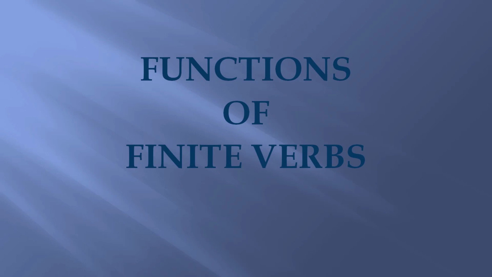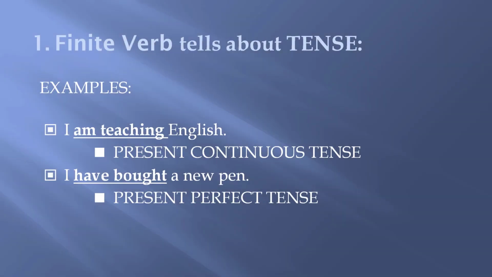Let us discuss the finite verbs first. There are different functions of finite verbs. First of all, a finite verb tells us about tense. It tells whether the tense is present, past, or future. For example, I am teaching English. Here, am teaching is a verb phrase and it also shows the tense. It is present continuous tense. In the next example, I have bought a new pen. Have bought is a verb phrase and it tells about the tense. So here we come to know two things: a finite verb acts as the main verb of the sentence, and secondly it tells about the tense, whether it is past, present or future.